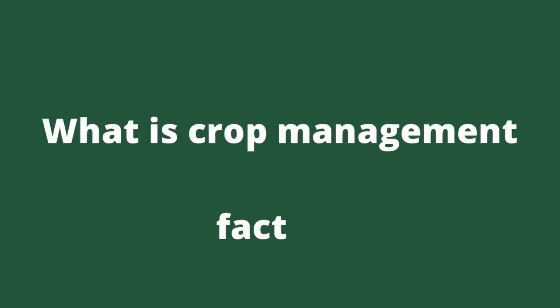Then crop management factor, it is the ratio of soil loss under field condition to that which would occur under clean tillage continuous fallow condition. Okay. Crop management factor will be higher, about 1, with little soil cover.